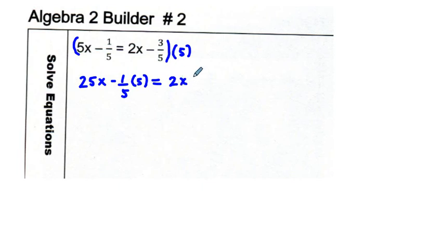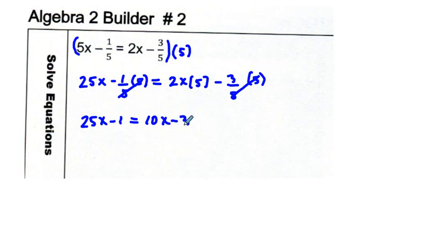times 5, excuse me. And then we have minus 3/5 times 5. And I hope you can see that these 5 over 5 cancel, 5 over 5 cancel, and what we have left is 25x minus 1 is equal to 10x minus 3.